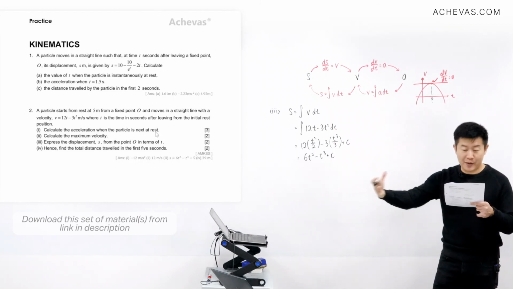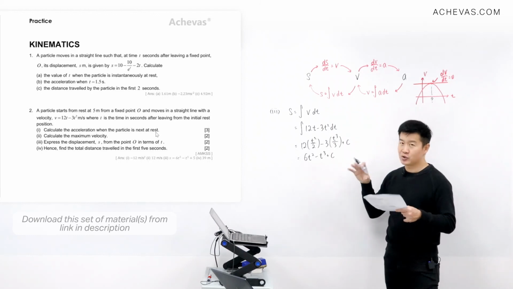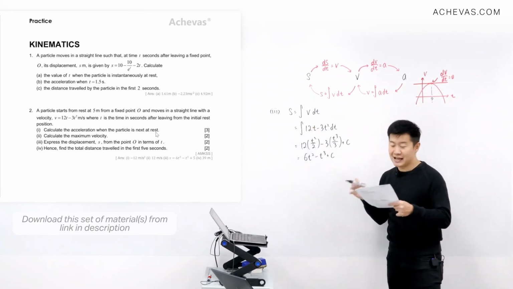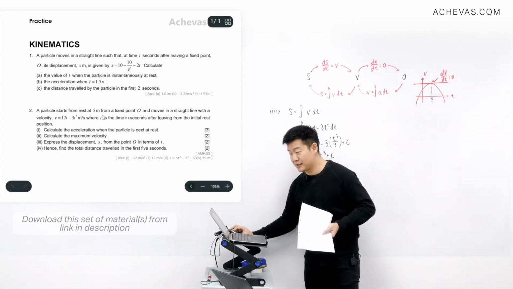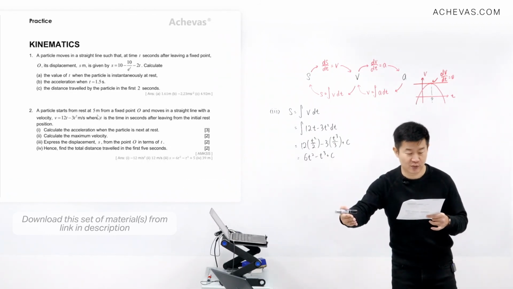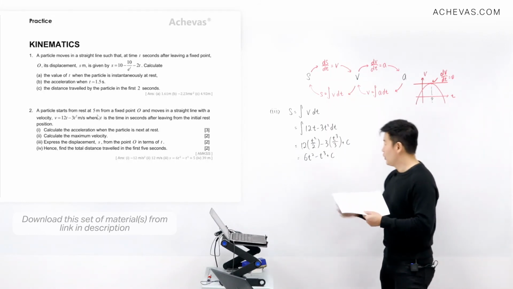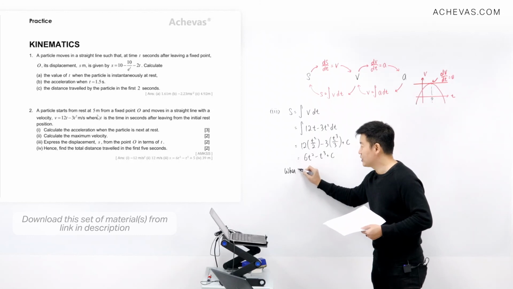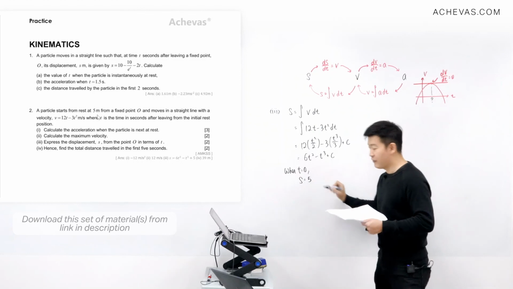So we need to go back to the question to see whether there's any information that helps me to solve for c, by trying to find that piece of information that has s and t at the same time. And that is when the question mentioned to us that when it is at the position O, the displacement is equal to 5. Okay, the particle starts, so when t is equal to 0, the particle starts at 5 meters from the origin.